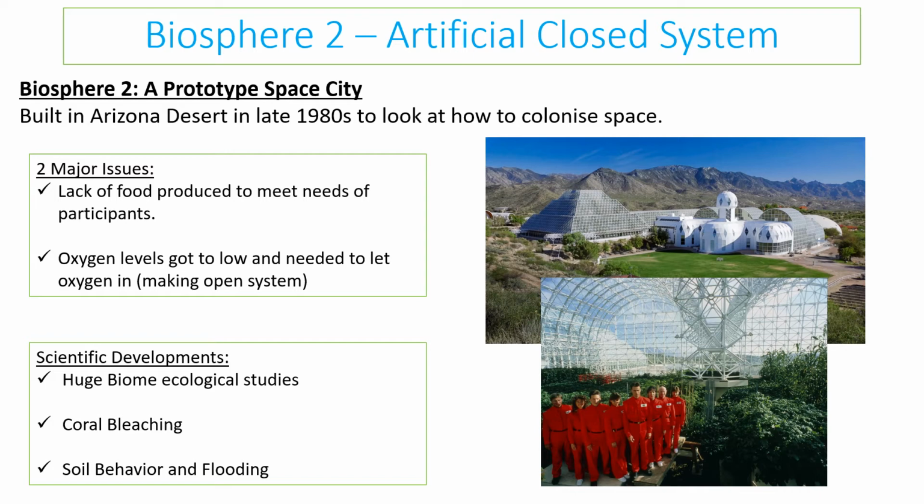So whilst Biosphere 2 at the time was considered a failure, it actually has become a really important area of scientific understanding, because now we can carry out huge ecological studies in different biospheres, and it has become one of the world's biggest ecological laboratories. And we have used it to predict and study the effects of coral bleaching, which we now see happening in the real world. And now it's being used to focus on soil behaviour and looking at how flooding is impacted by soil types and the behaviour of water moving through soil.